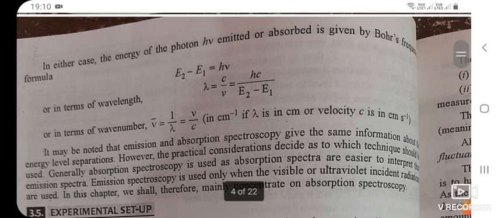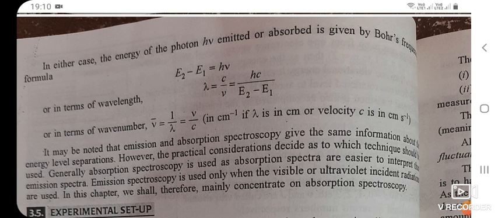In either case, the energy of the photon h nu emitted or absorbed is given by Bohr's frequency formula, E2 minus E1 equals h nu. Or in terms of wavelength, lambda equals c upon nu equals hc upon E2 minus E1. Or in terms of wave number, nu bar equals 1 upon lambda equals nu upon c, in centimeter inverse if lambda is in centimeter and velocity c is in centimeter per second.